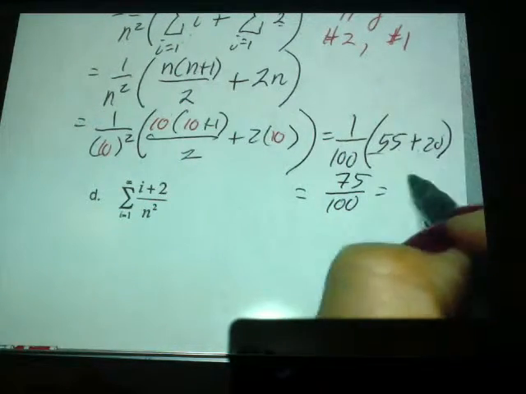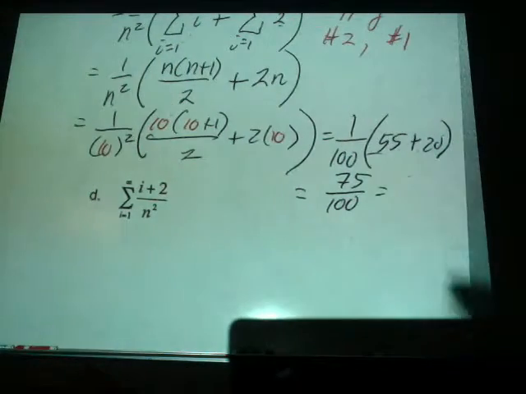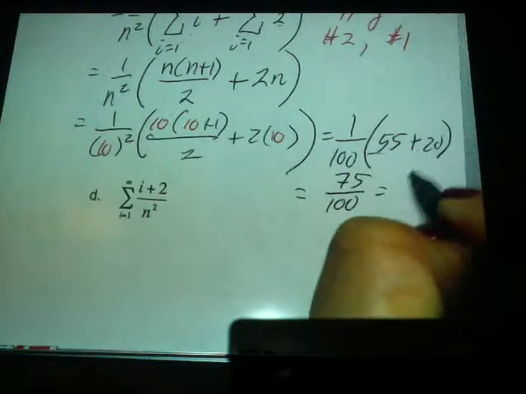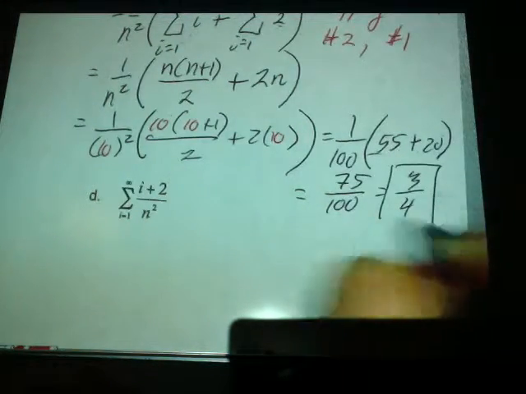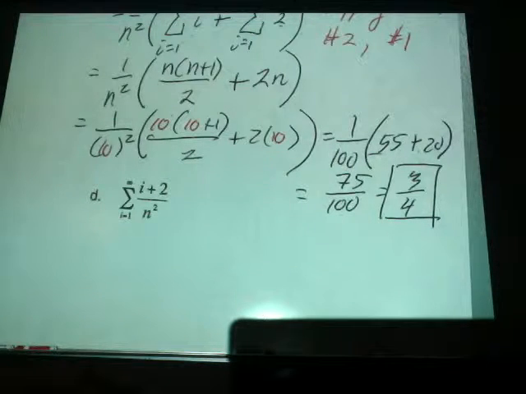Because this is over 1. What goes into both of those? 25 goes in here 3 times and in here 4 times. So the limit is 3/4.